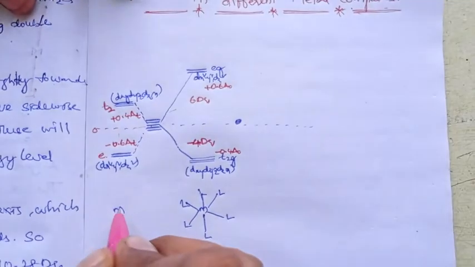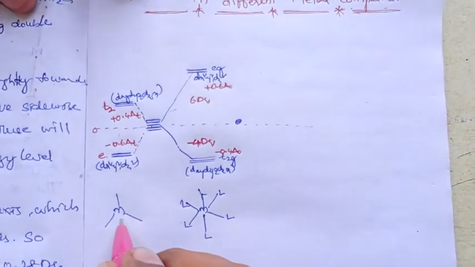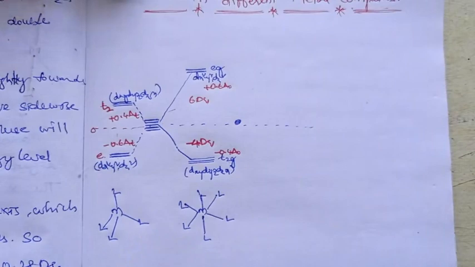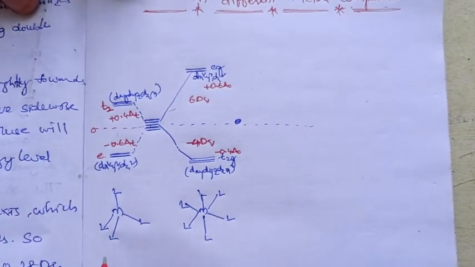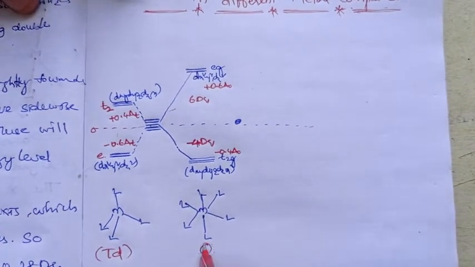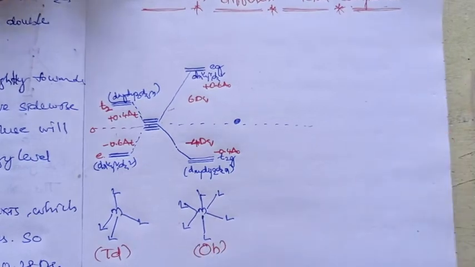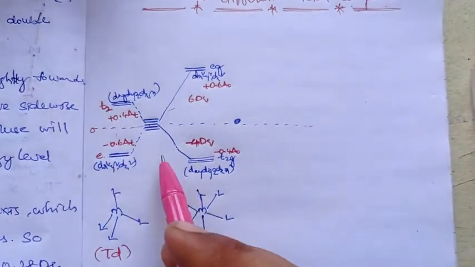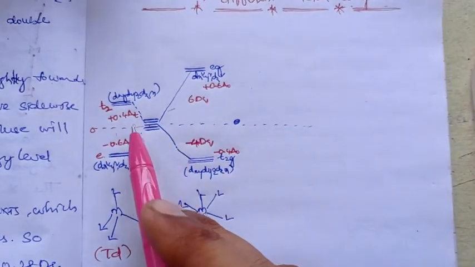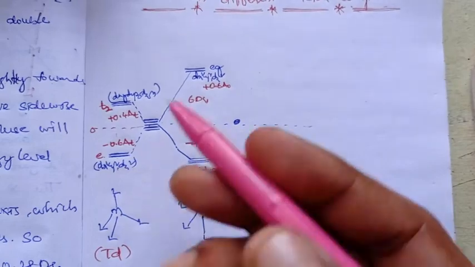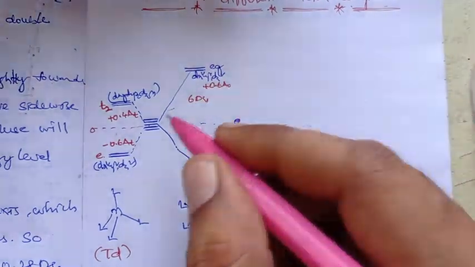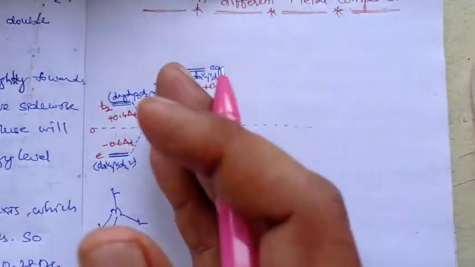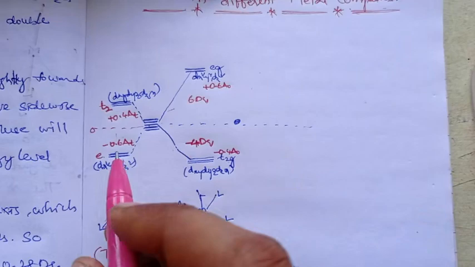The tetrahedral complex is a 4-coordinated complex. Tetrahedral and octahedral are known to you, and here we have taken them comparatively. This comparison I have already explained; here I am extending it to all the splitting patterns.